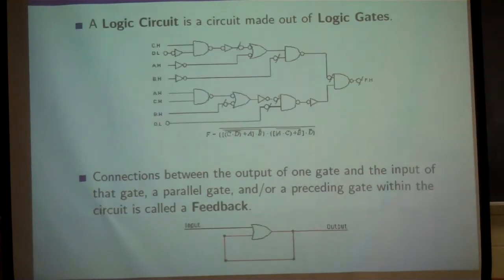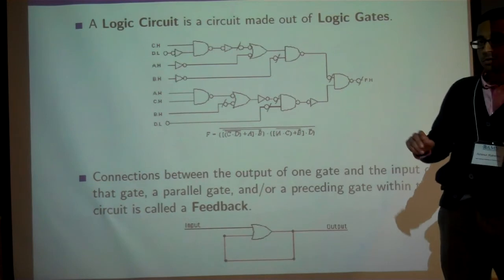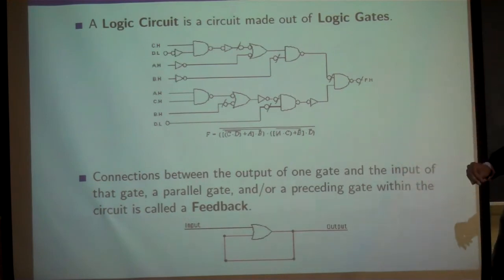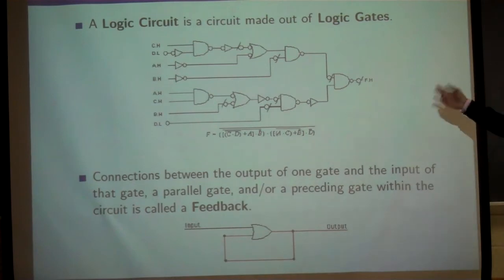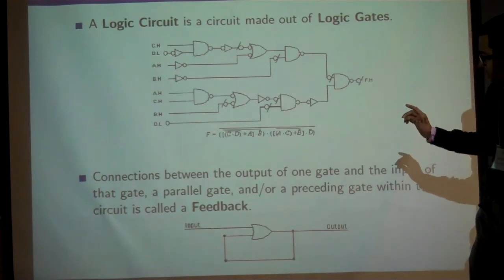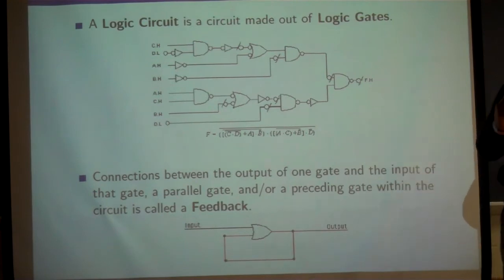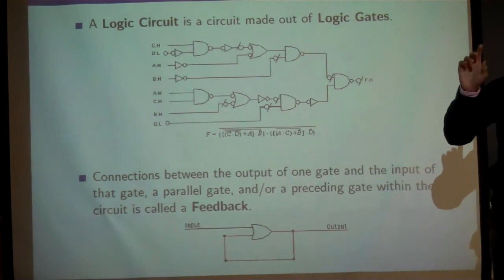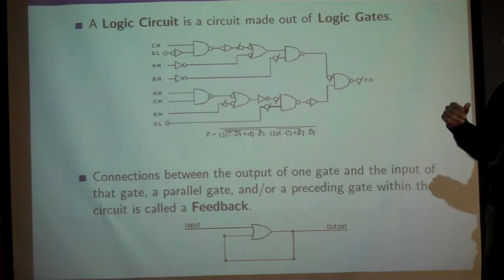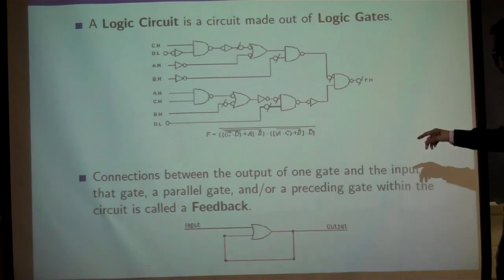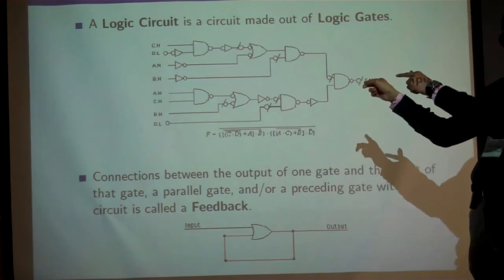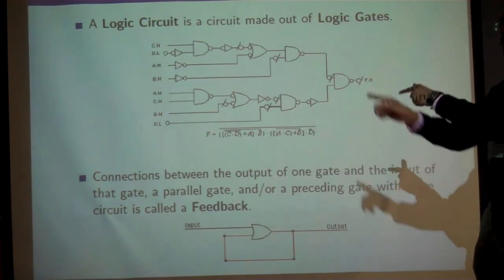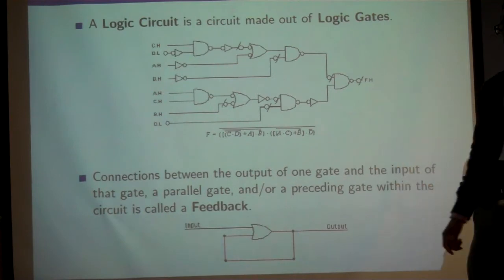So some of the terminology. What is a logical circuit or a logic circuit? It's a circuit that's made out of logic gates, and we'll talk about what logic gates are in the next slide. And feedback is really what drives the interesting behavior in some of the circuits that we look at. A feedback is when the output feeds back into the input, so the output signal will become one of the input signals.